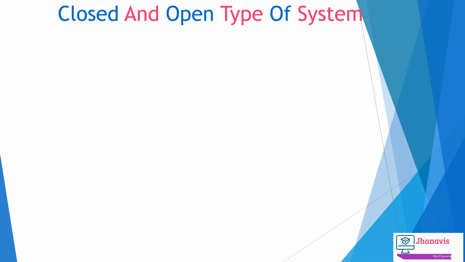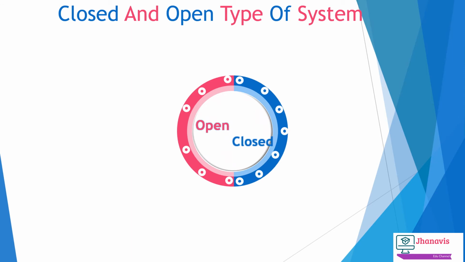So let's start with the two types of systems which are present. There are two types of system through which the fluid will pass. That is the closed type of system and the open type of system. We will see the difference between the open circulatory system and the closed circulatory system.